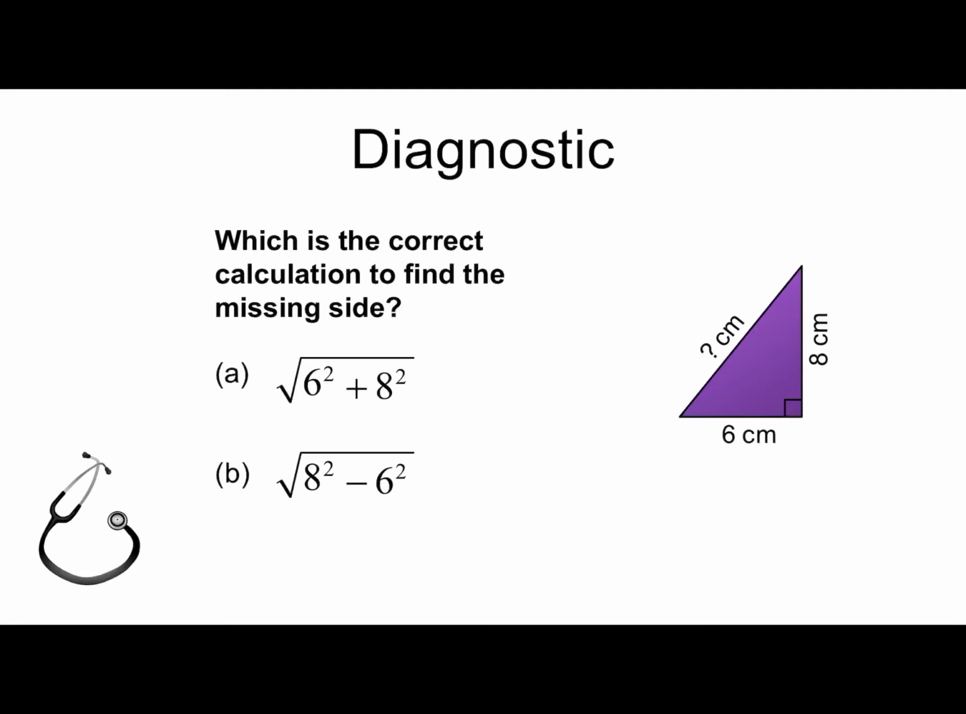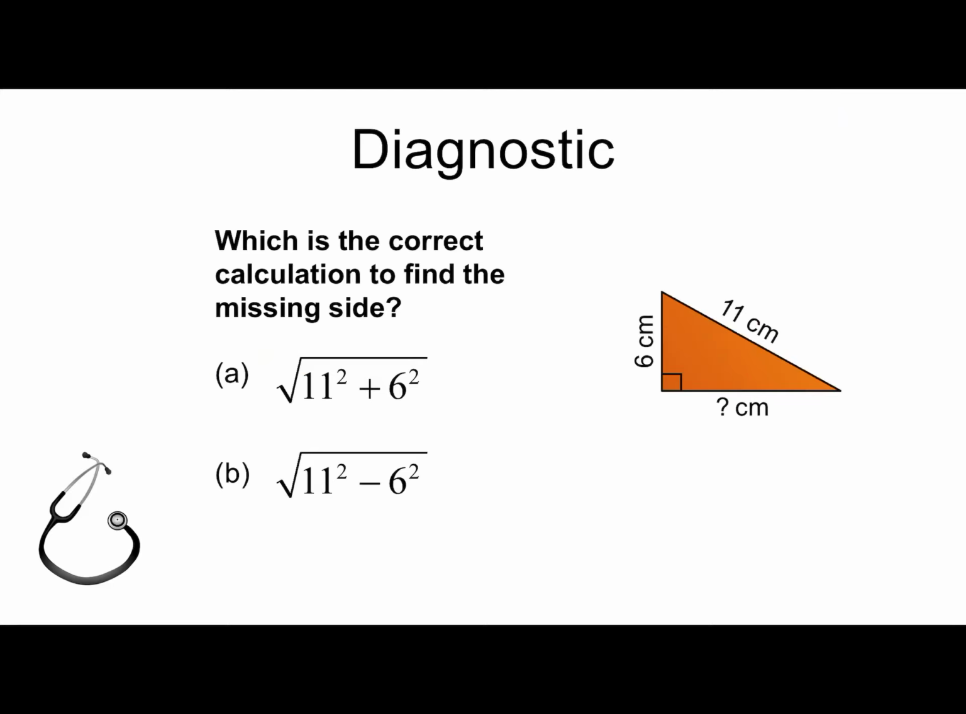Okay, let's just check that you understand this then first. So what do you think is the correct calculation to find the missing side for this one? Is it A or is it B? Well, hopefully you went for A, because we're finding a long side. So you should have said x squared is equal to 8 squared plus 6 squared, and then square root both sides. So x is equal to the square root of 8 squared plus 6 squared.